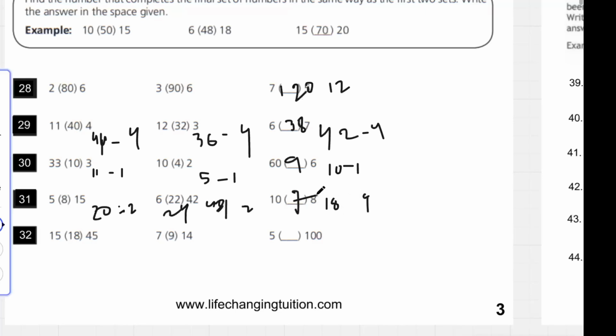Question number 32. We divide them. 15 times 3 gives you 45. You add it to 15, that gives you 18. Divide them. 14 and 7. Add 2 is 9. Divide them. 20 add 5 is going to be 25.